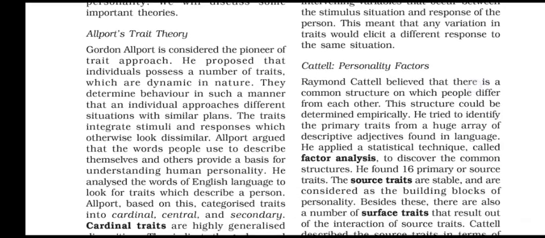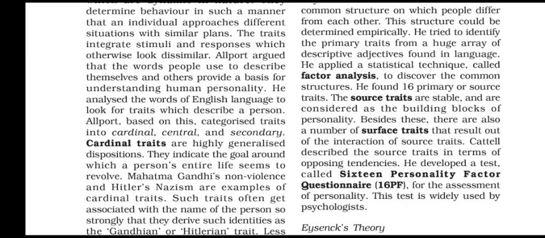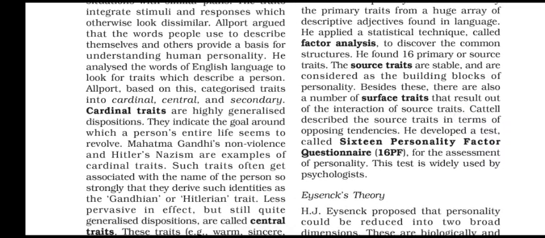Cattell personality factors. Raymond Cattell believed that there is a common structure on which people differ from each other. This structure could be determined empirically. He tried to identify the primary traits from a huge array of descriptive adjectives found in language. He applied a statistical technique called factor analysis to discover the common structures. He found 16 primary or source traits. The source traits are stable and are considered as the building blocks of personality.